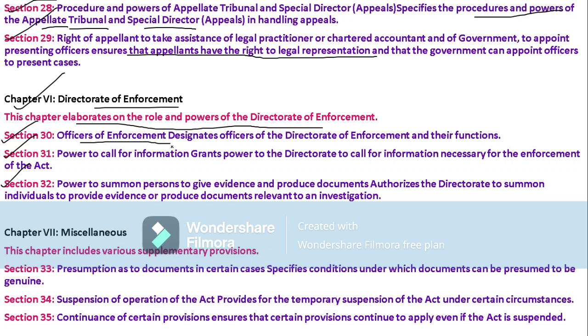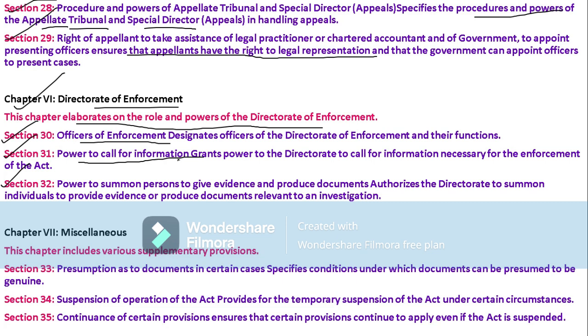All these aspects, their functions and the persons who deal with the Enforcement Directorate, can be studied under section 30. Coming to section 31, power to call for information: the Directorate can call for information necessary for the enforcement of the Act. So in section 30 we talk about the functions of the Directorate and the persons involved, and in section 31, the Directorate has the power to gather information. They can call the person to give the information necessary for enforcement of the Act.